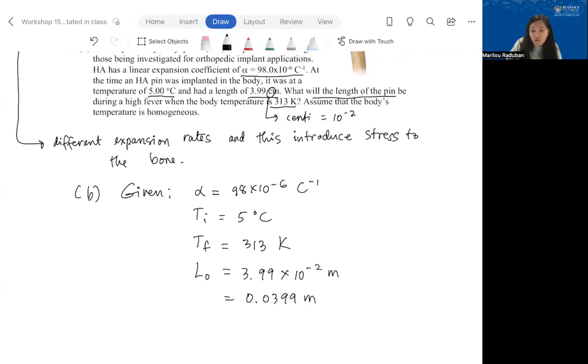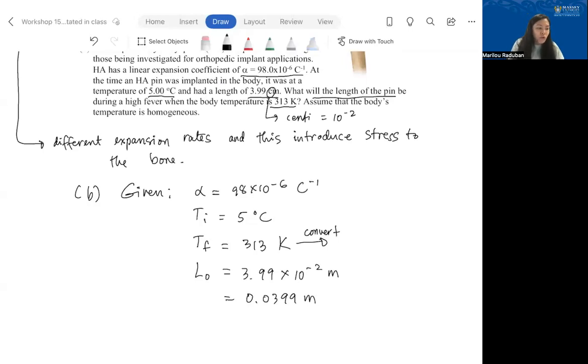It doesn't really matter because you'll get the change in temperature anyway, and change in temperature in Celsius is equal to change in temperature in Kelvin. But if you want to be strict about it, you can look at the unit for the coefficient of expansion alpha. Alpha is given in inverse Celsius, Celsius to the minus 1. So if you want to be strict about units, you need to convert 313 Kelvin to Celsius.